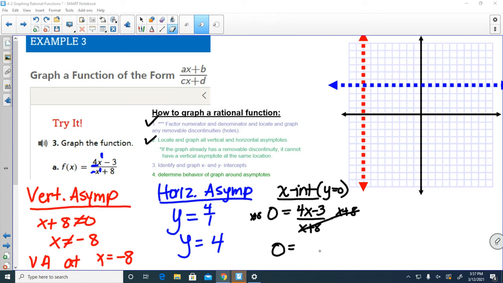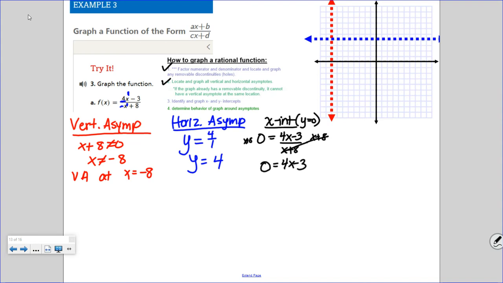0 equals 4x minus 3. Add 3 to both sides. 3 equals 4x. So 3/4 equals x. So there's an x-intercept at 3/4, 0. And I'll plot that now. 3/4, 0. Right here.